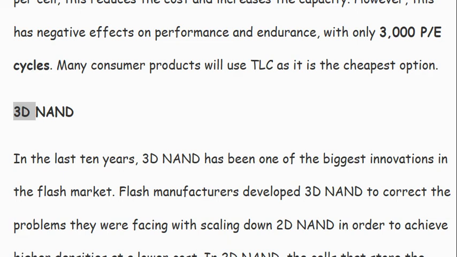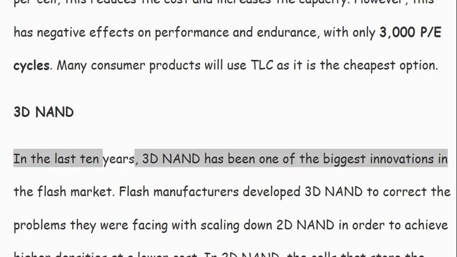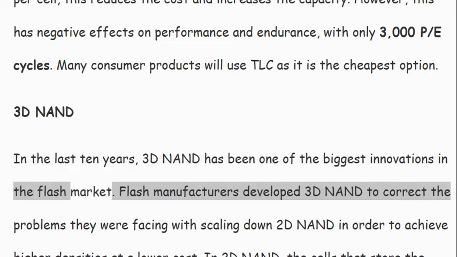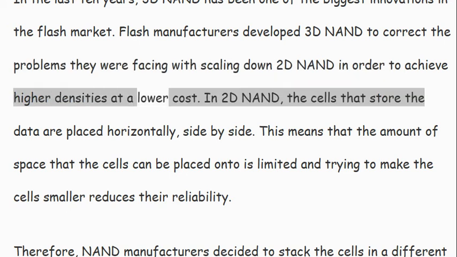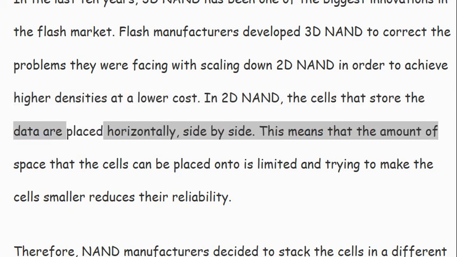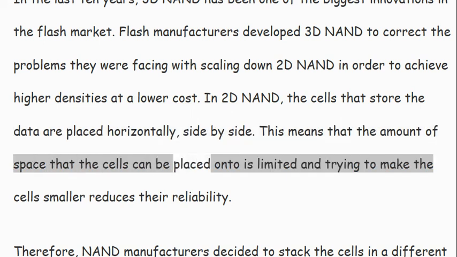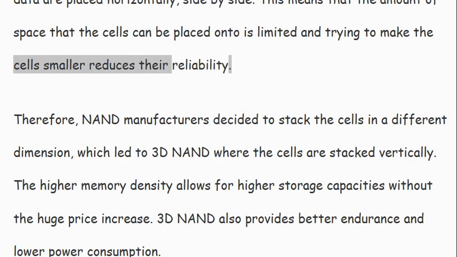3D NAND. In the last 10 years, 3D NAND has been one of the biggest innovations in the flash market. Flash manufacturers developed 3D NAND to correct the problems they were facing with scaling down 2D NAND in order to achieve higher densities at a lower cost. In 2D NAND, the cells that store the data are placed horizontally, side by side. This means that the amount of space that the cells can be placed onto is limited, and trying to make the cells smaller reduces their reliability.